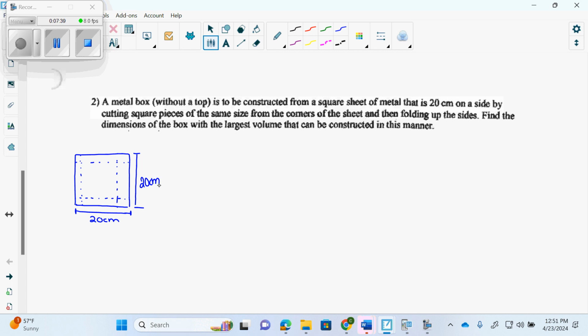And then it says, by cutting square pieces of the same size from the corner of the sheet and then folding up the sides. So we labeled those X's. These are all X's.